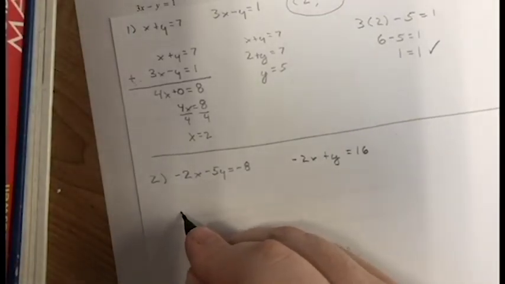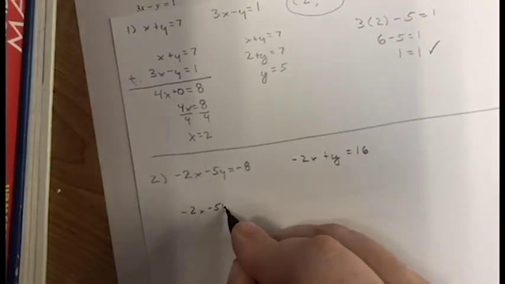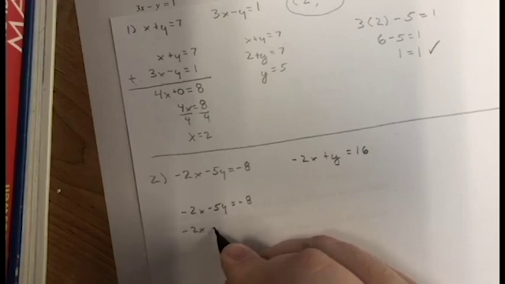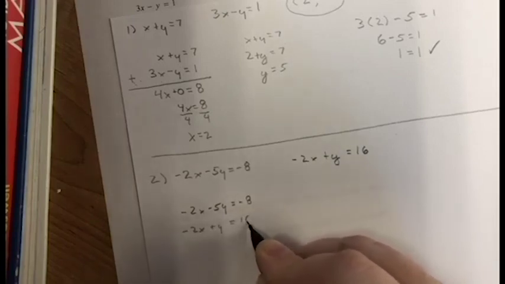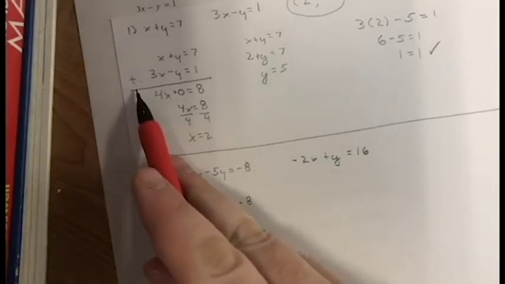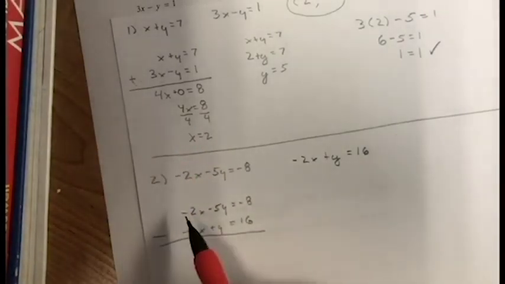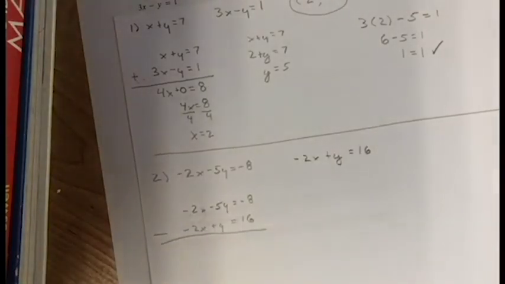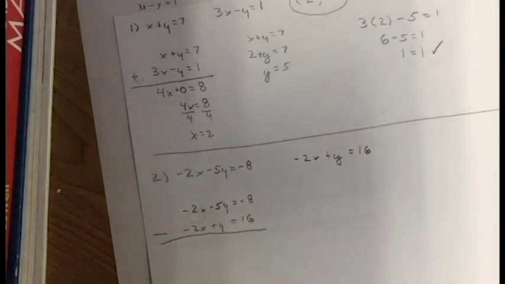So I'm going to set it up. Negative 2x minus 5y equals negative 8. And the other equation was negative 2x plus y equals 16. Now, notice what I'm doing here. I am putting a subtraction symbol on the outside. Know how I did that with a plus symbol? It's imperative that I remember that this is a minus on the outside because I'm subtracting this. This right here is not the subtraction symbol that we're using. I'm not going to go negative 2x minus 2. I'm doing negative 2x minus a negative 2x because they are the same coefficient.